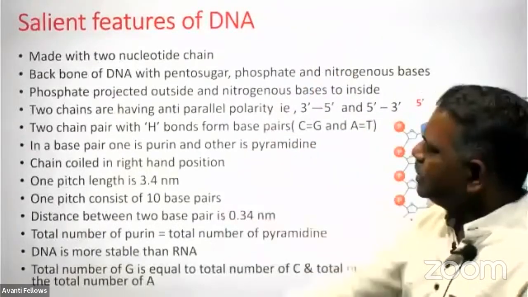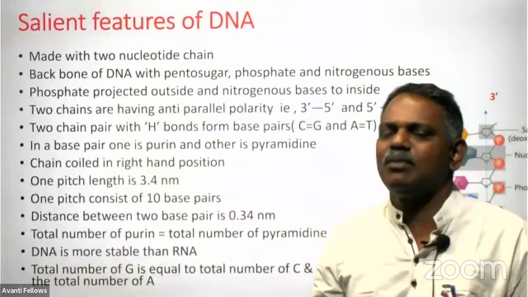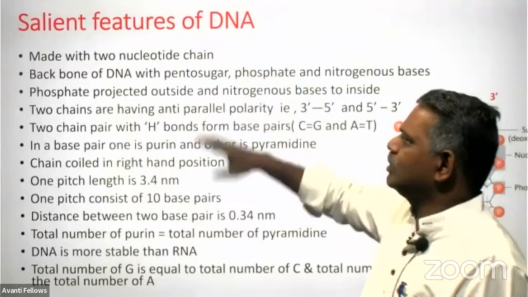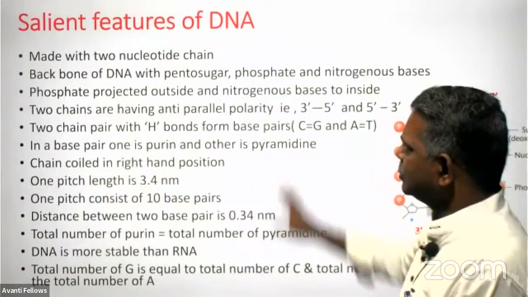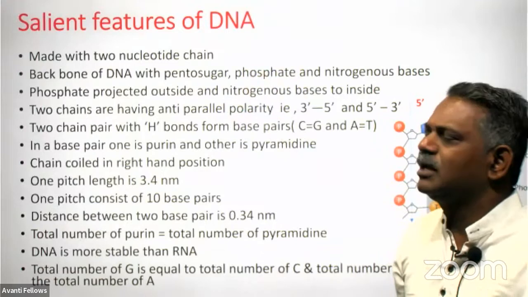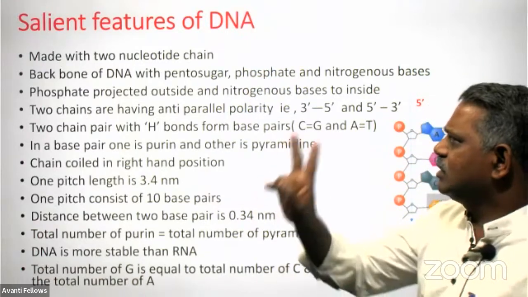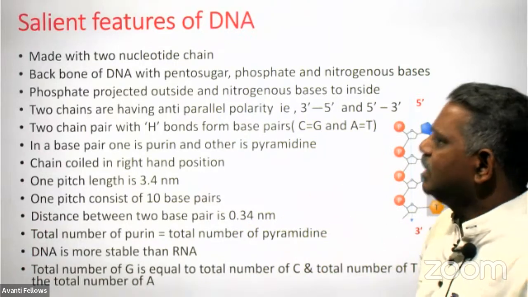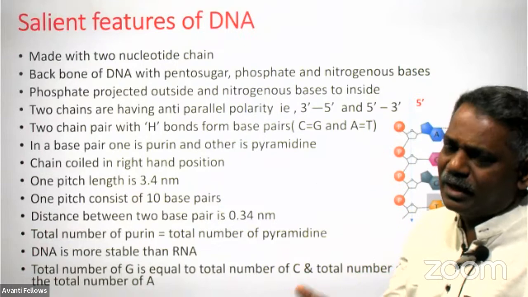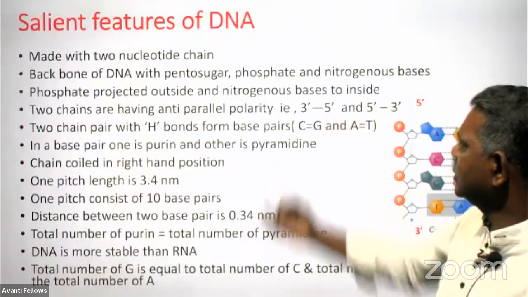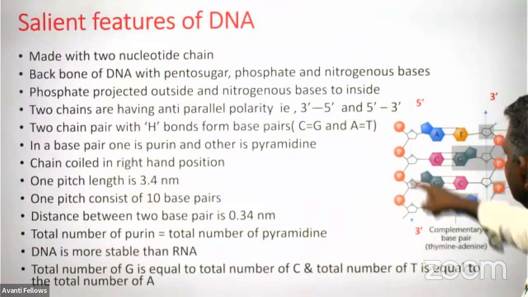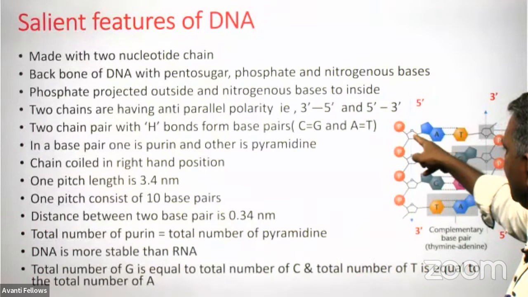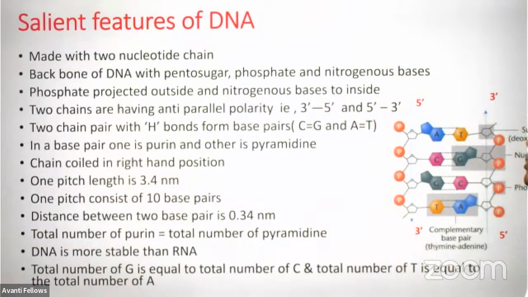We have discussed mostly all the features while discussing the structure of the DNA. So all of you know it is made with two nucleotide chains. Now we are discussing in detail the salient features of the DNA only, not RNA. It is made with two nucleotide chains. And the backbone of the DNA is made with pentose sugar, that is deoxyribose sugar only, then phosphate and nitrogenous base. This is the backbone of the DNA: phosphate molecule, pentose sugar, and nitrogenous bases.